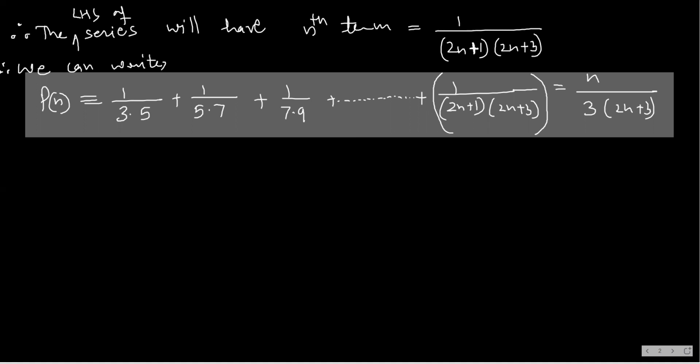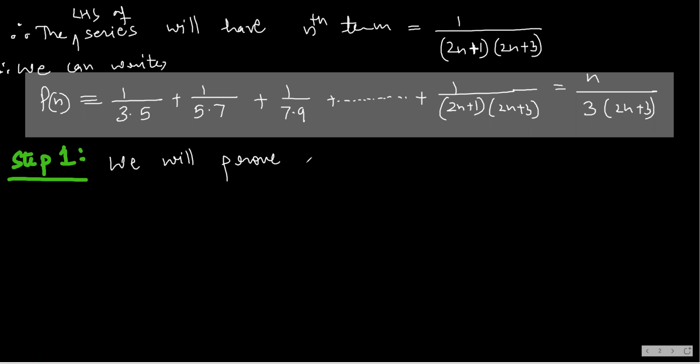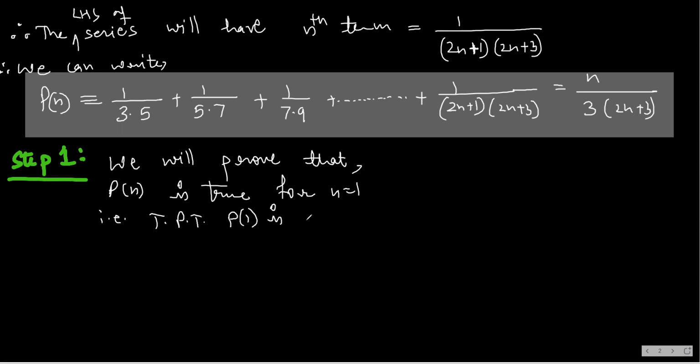So the principle of mathematical induction will start from here. Now we are going to have the principle of mathematical induction. Step 1. What is step 1 here? Step 1 is, we will prove that P of n is true for n equals 1. That is to prove that P of 1 is true.